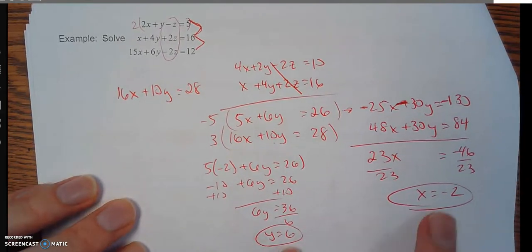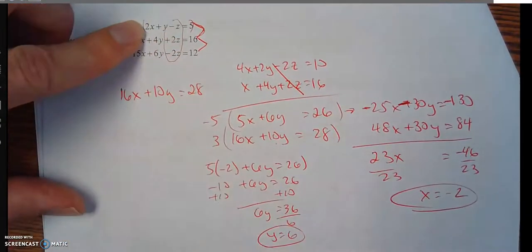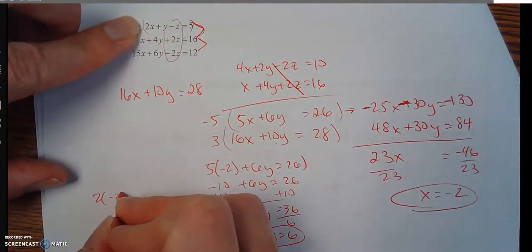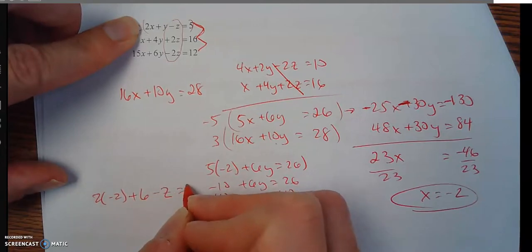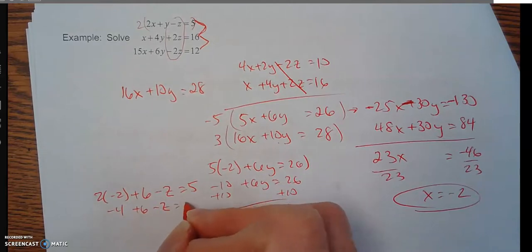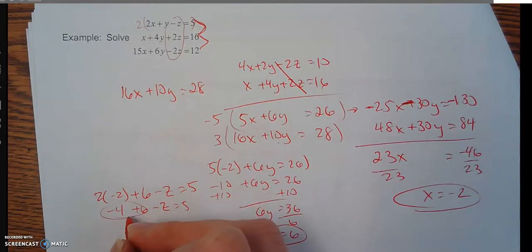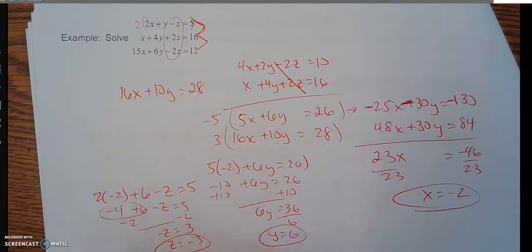And then now pick an equation with 3 variables, because we know 2. Pick one with 3. I'll just pick the first one. So 2 times negative 2 plus 6 minus z equals 5. Negative 4 plus 6 minus z, this would be a positive 2, so we'll subtract 2 from both sides. So negative z would equal 3, that means z is negative 3.